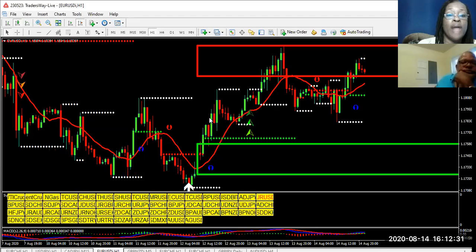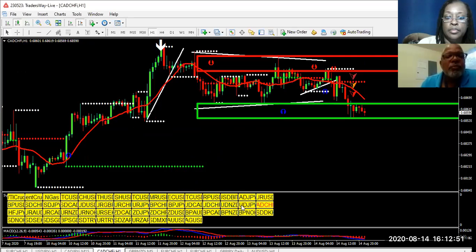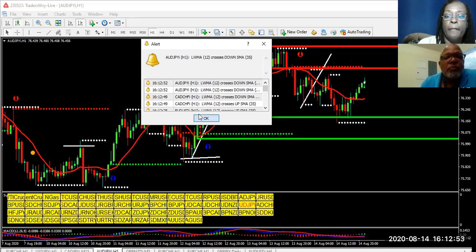When that criteria is met on the hour, then we go to the 4 hour to see if we got the same. We go to the 15 to see if we got the same. But it has to happen first on that hour. So when we scan the market, we scan the hour. We're on the hour chart.